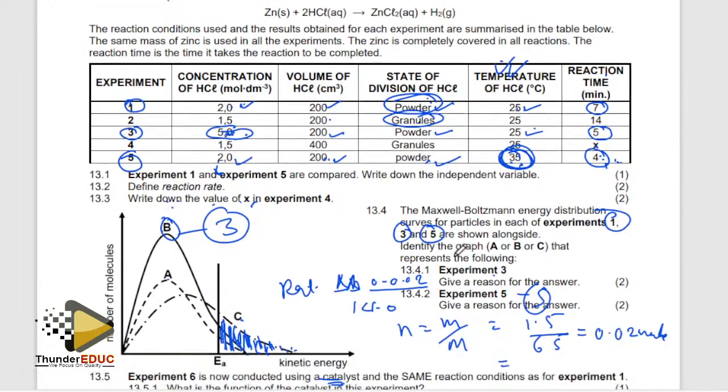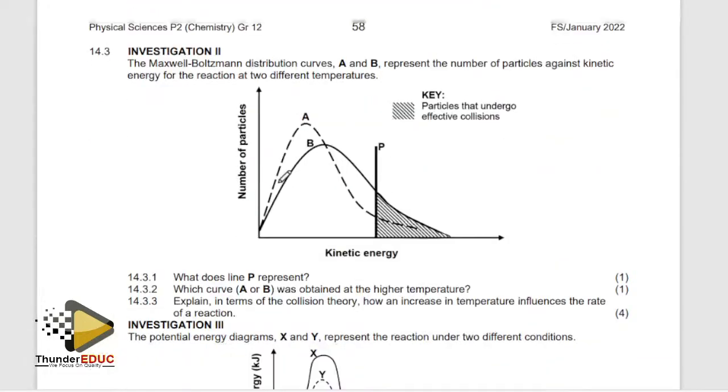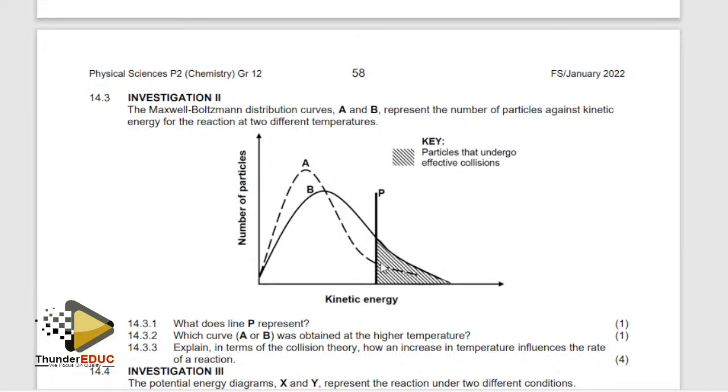Then when they ask, what is this shaded area? Now let's go to this. What is this shaded area? What does it mean? These are the number of particles with sufficient energy. You understand? Then when temperature is applied, what is going to happen? The particles redistribute themselves, and then you have more on the side which is shaded. When concentration is increased, the number of particles in the reaction vessel increases. Do you understand? Yes, they do increase.